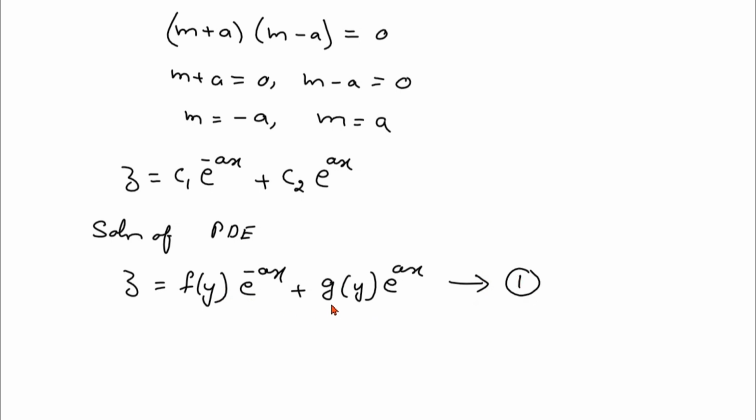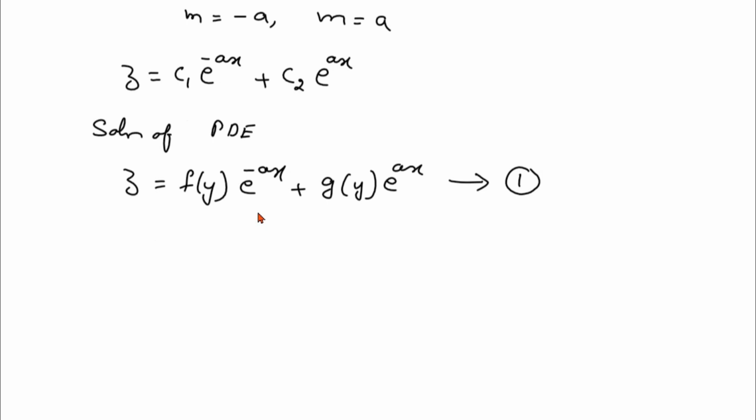To find these two functions, you have to go back to the conditions given in the question. The first condition is x = 0, and the conditions given are for ∂z/∂x and ∂z/∂y, which means for z there is no condition, so I cannot use a condition directly. Therefore, let me first differentiate z with respect to x as well as y. Let us differentiate equation number 1 partially with respect to x.